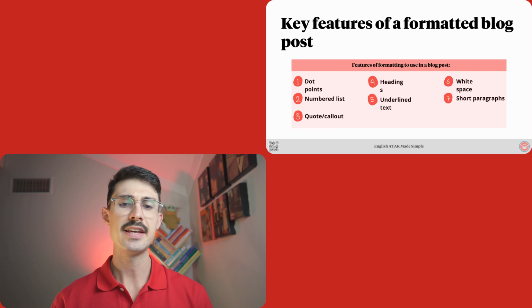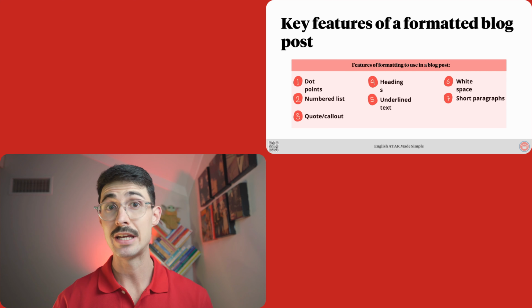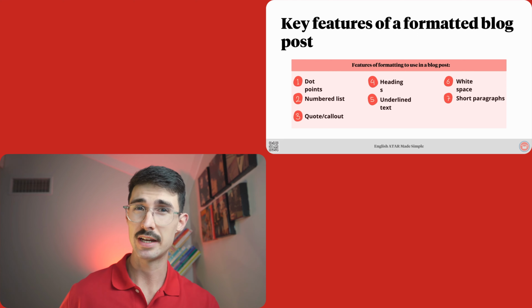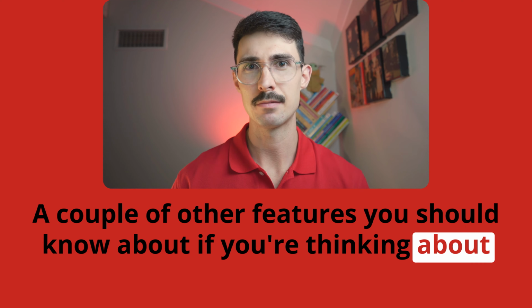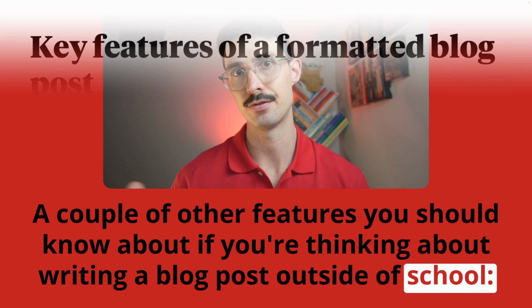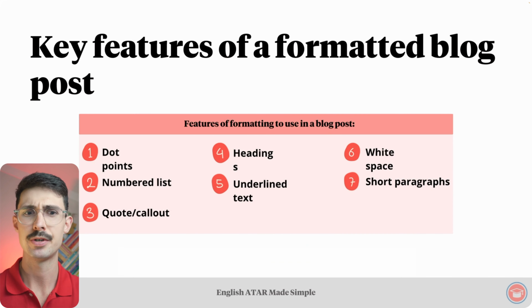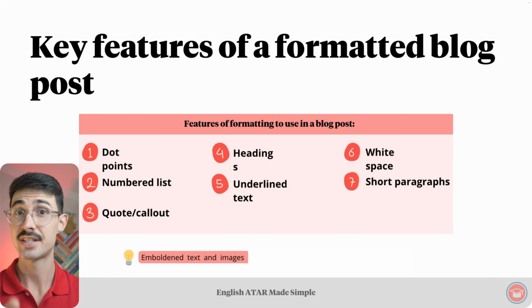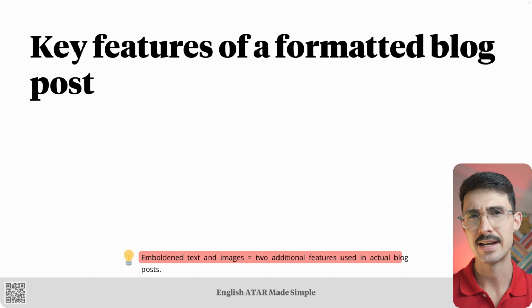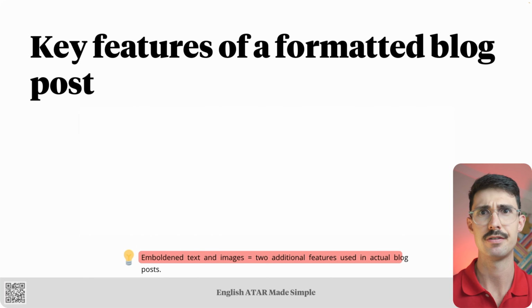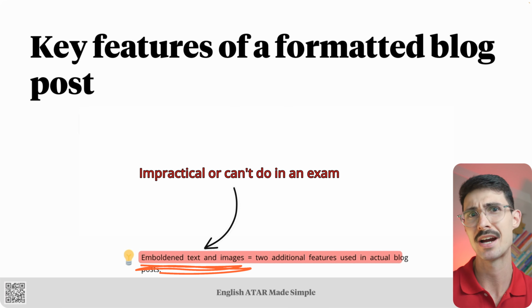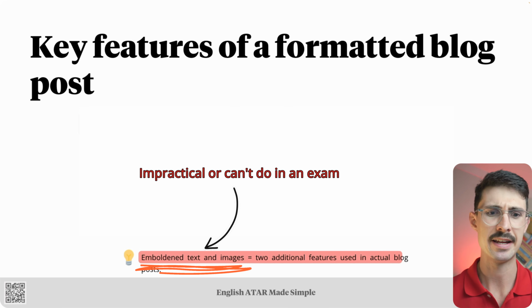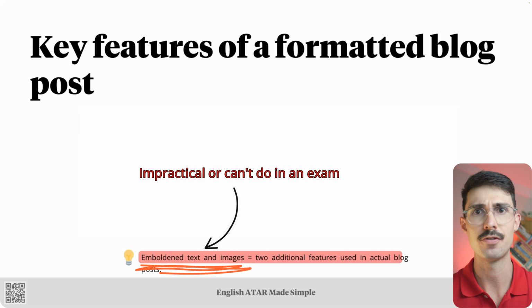So these are the 7 main features that you will be using in your blog post in English ATAR, but there are a couple of other features you should know about if you're thinking about writing a blog post outside of school. The 2 other main features you would use outside of English ATAR are firstly, emboldened text, and secondly, images. We're not paying any attention to these two features for the purposes of English ATAR because you can't embolden text in an exam, or it's impractical to do so. You're not expected to, and you can't reproduce an image or a photograph in an exam either.